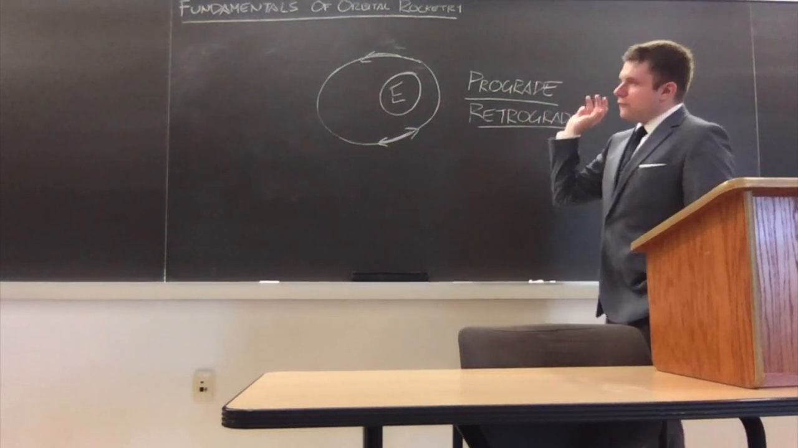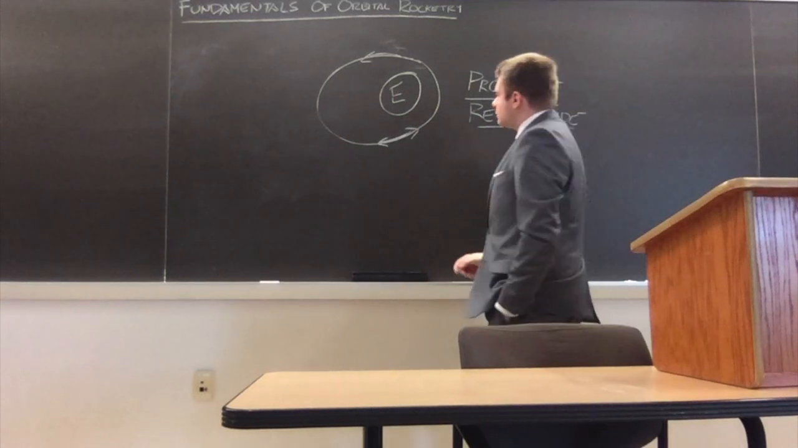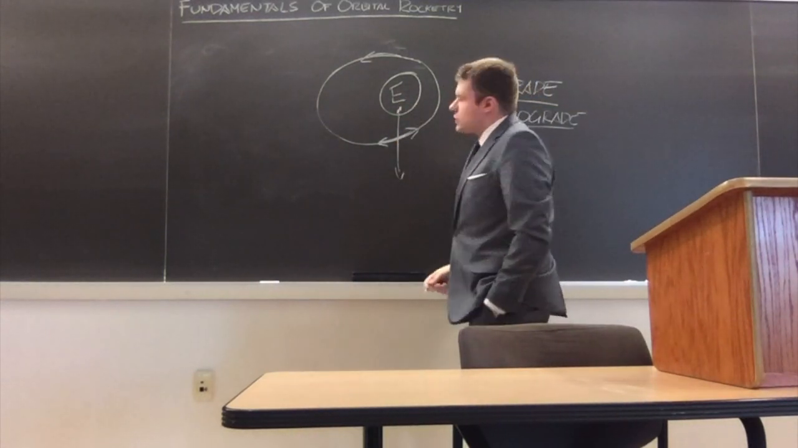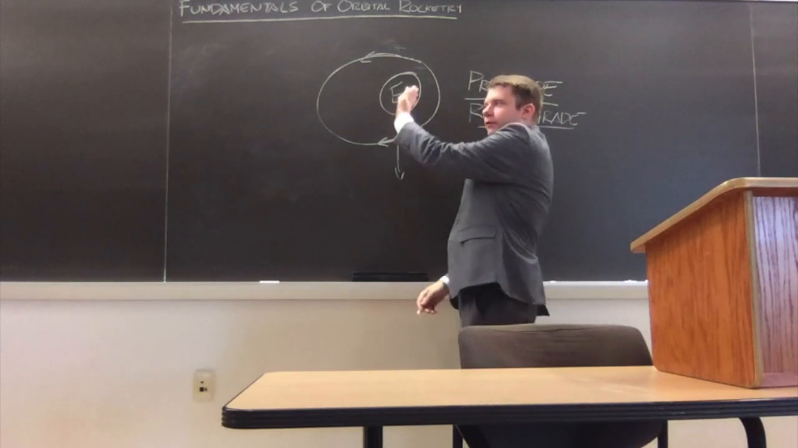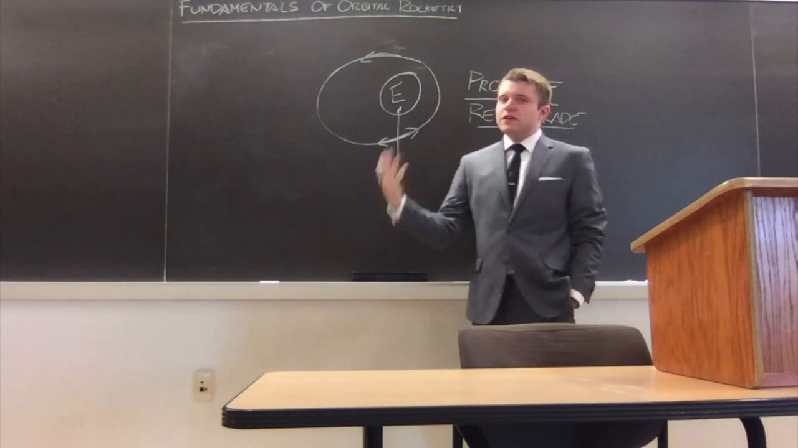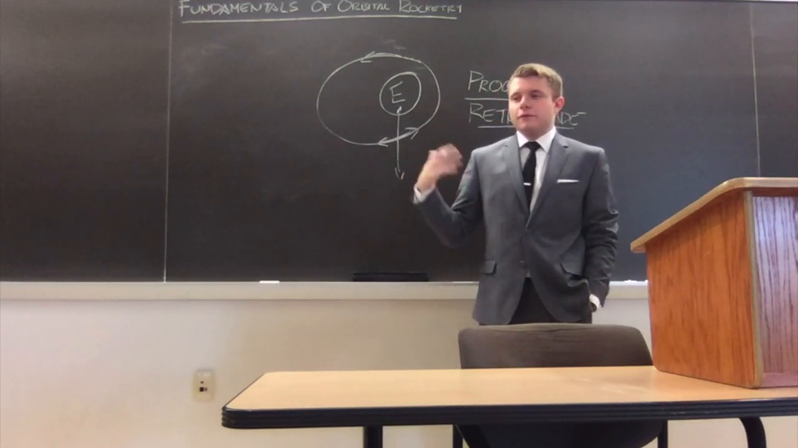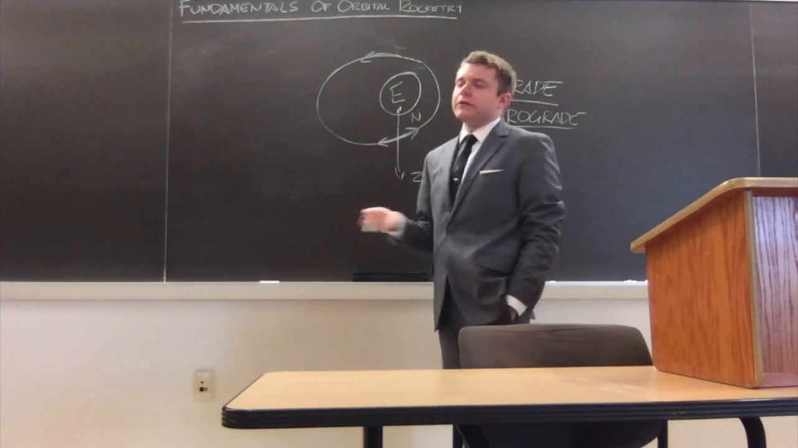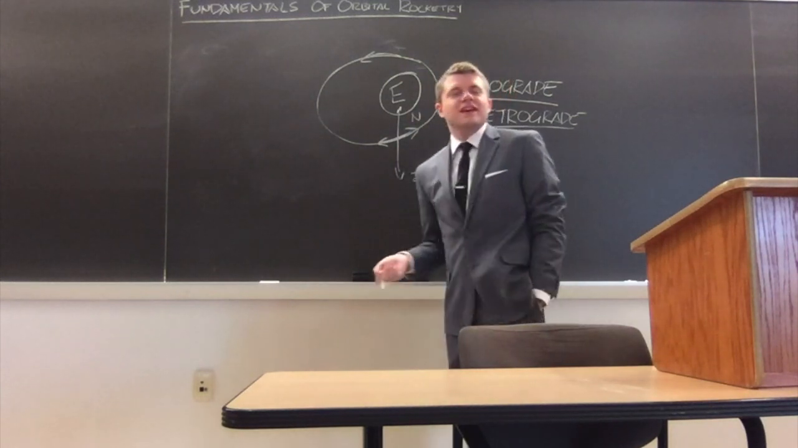There are also four other directions to discuss. We have radial in and radial out, which is basically pointing directly at the planet in question or directly away from the planet in question. You may also hear the terms zenith and nadir, with this being zenith and this being nadir. I don't know how to pronounce it. Nadir. Does anyone know how to pronounce that?